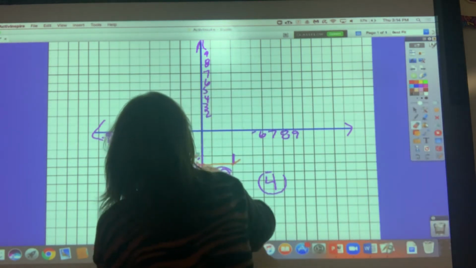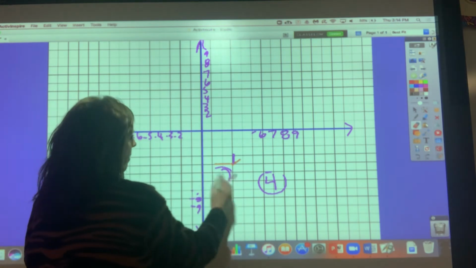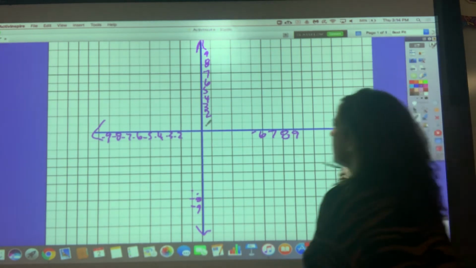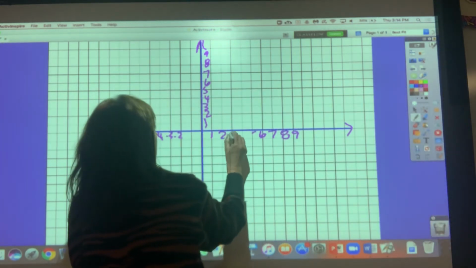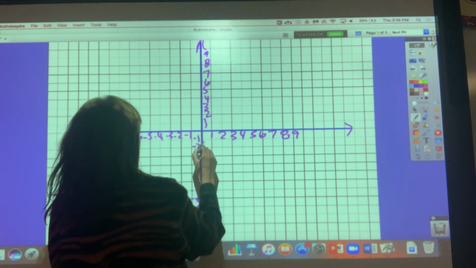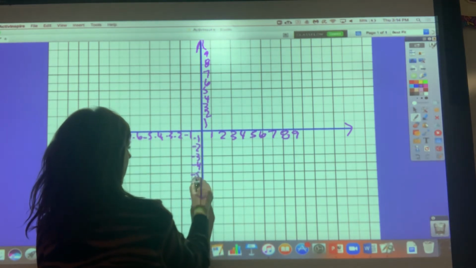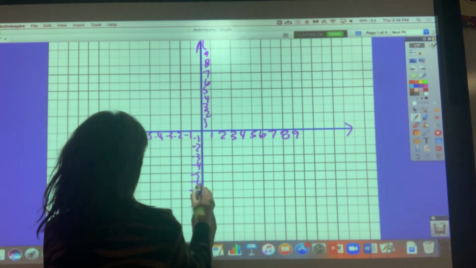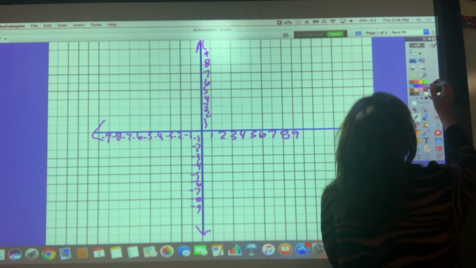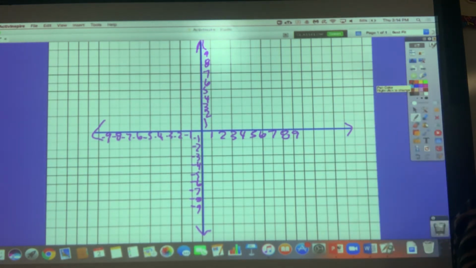So again, hopefully you've got a coordinate plane made up. I'm going to fix mine real quickly. And same thing, we'll put some points on the coordinate plane, connect them, and we'll have a composite figure. Okay, let's see. Let's do this one.